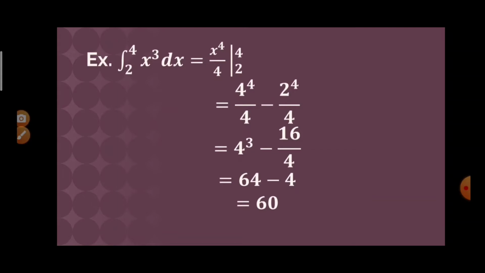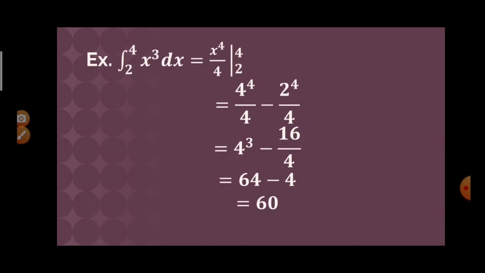So the antiderivative of x cubed, according to the power rule, we have to add 1 to the exponent. So x cubed, 3 plus 1 is 4. So we have x to the 4 over 4, evaluated from 2 to 4.